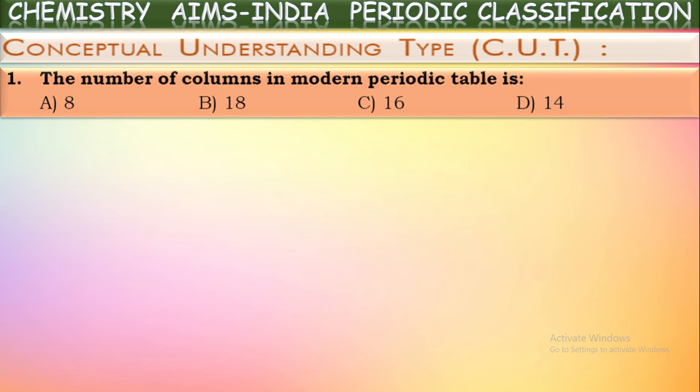First question you see here, the number of columns in the modern periodic table is. How many columns are there in the modern periodic table? Yes, there are 18 vertical columns and 7 horizontal rows in the modern periodic table. These 18 vertical columns are classified as groups, and these 7 horizontal rows are considered as the periods of the modern periodic table. Okay, there are 18 columns totally.